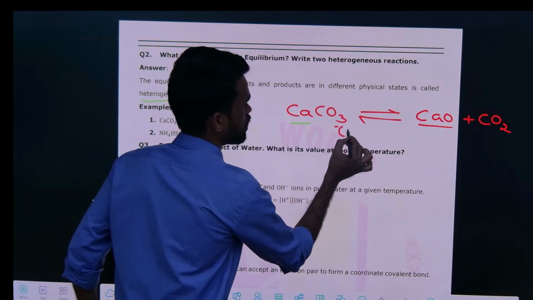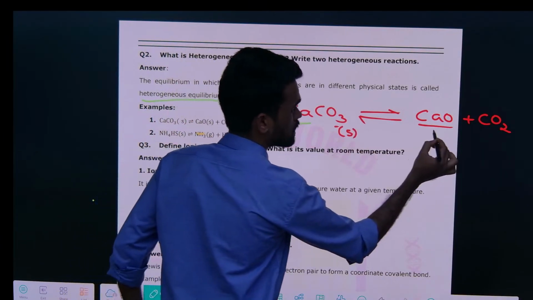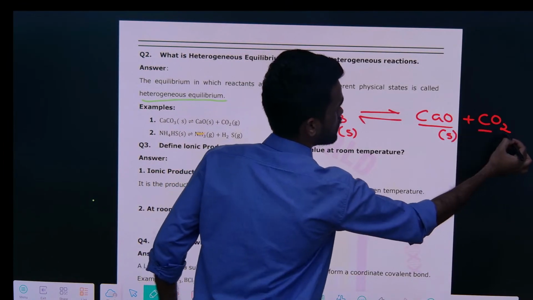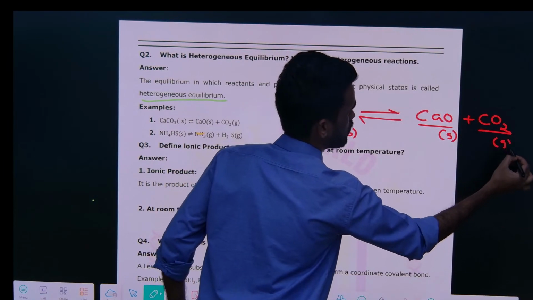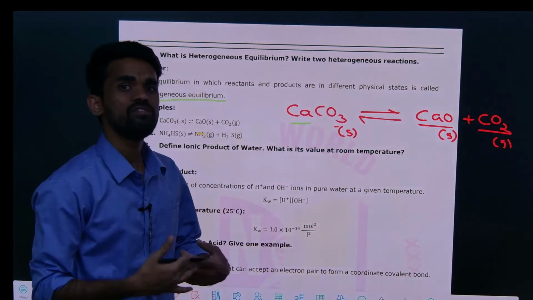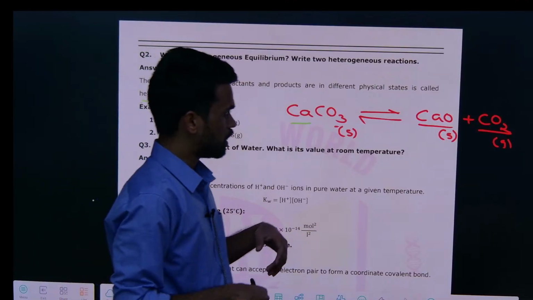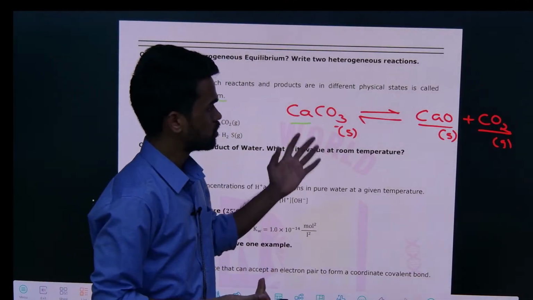See, calcium carbonate is in solid state, and calcium oxide is also in solid form, but CO2 is in a gaseous state. So where we are mentioning these physical states, it's standard conditions. Like room temperature you can consider. So this is the scenario.